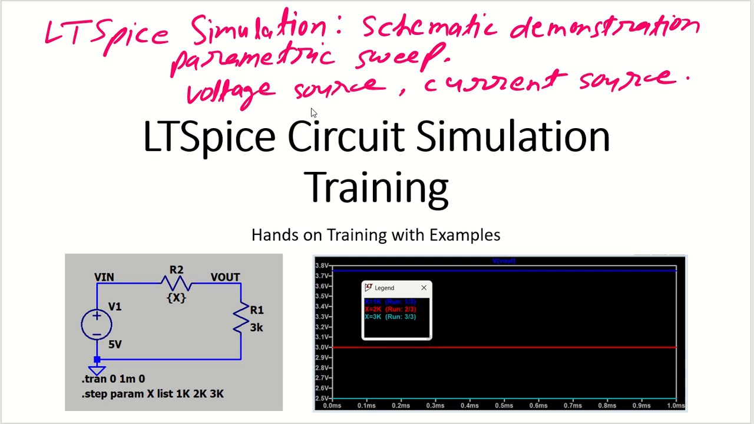In this schematic demonstration, we will try to understand what a parametric sweep is. We will try to understand it with two examples. One will be with a voltage source, and another will be with a current source.